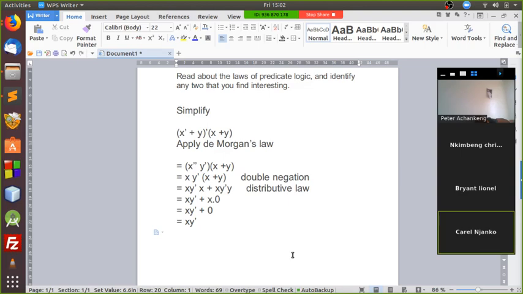Because what we are doing now is applying all the laws in propositional logic, in addition to these new laws in Boolean algebra. We did not mention De Morgan's law here, but you are just seeing that De Morgan's law also applies in this case.